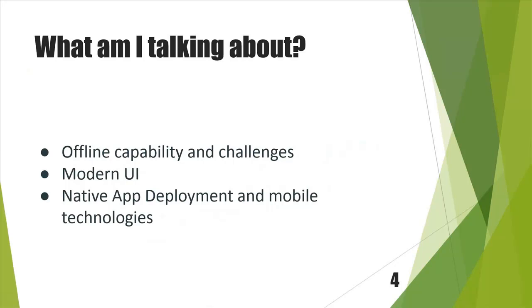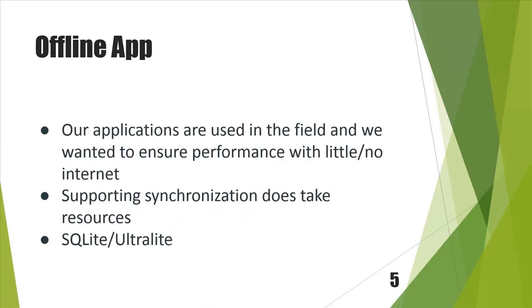So first with the offline app is that our applications are all used out in the field, the stuff that we are migrating to the mobile side. And even though almost everybody who has a smartphone can have a hotspot, a lot of our customers are either in areas that don't have a lot of good cell coverage, or they're just in warehouses or some other industrial areas that aren't conducive to having good internet.